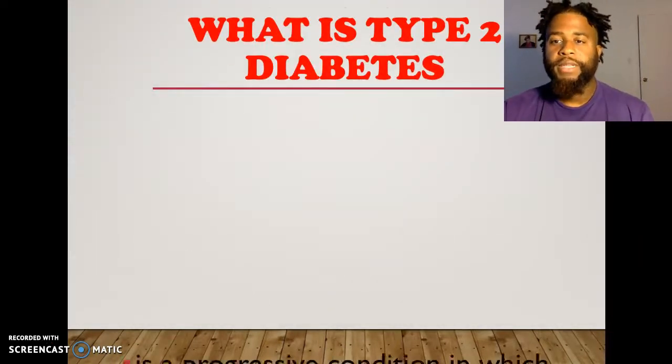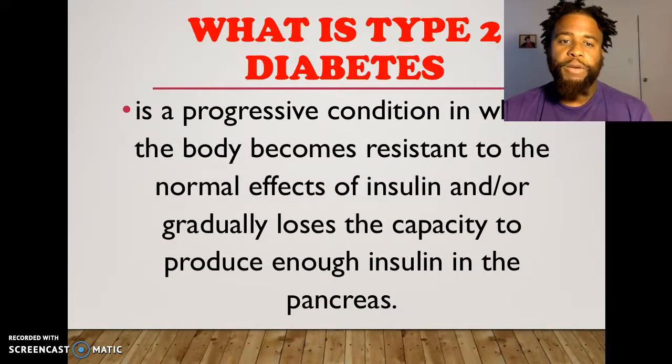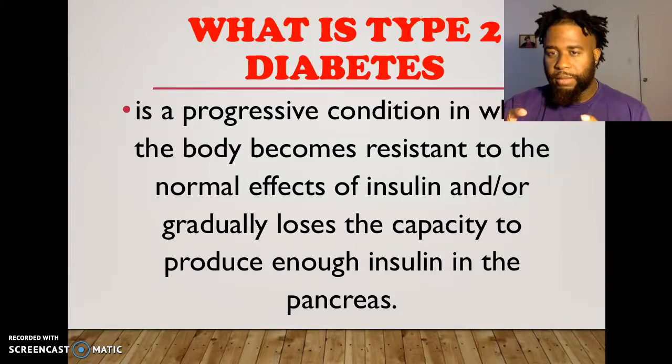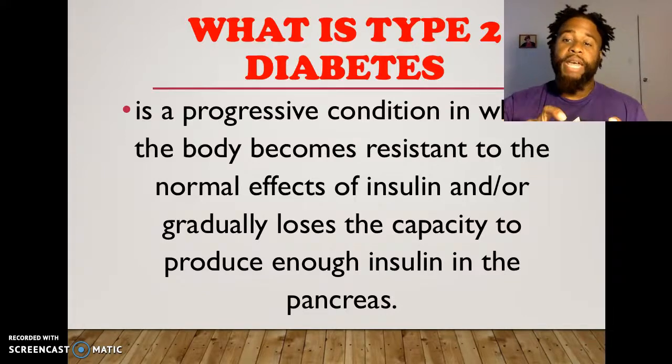What is type 2 diabetes? It's a progressive condition in which the body becomes resistant to the normal effects of insulin and/or gradually loses the capacity to produce enough insulin in the pancreas. So you have type 2 diabetes that produces insulin but minimal. Then you have type 1 diabetes that doesn't produce insulin at all. So there's a difference.